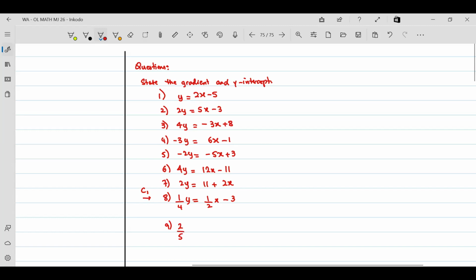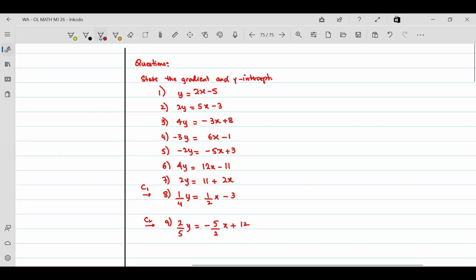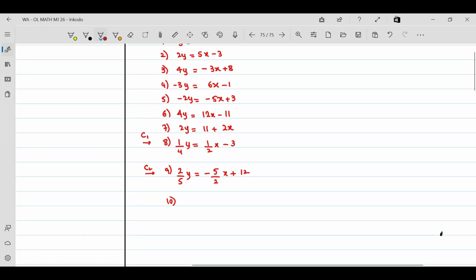That's 2 over 5y equals minus 5 over 2x plus 12. That's challenger number 2. And the last challenger is going to be question number 10, challenger 3. That's going to be 3 over 4x minus 3 over 4y equals 18.